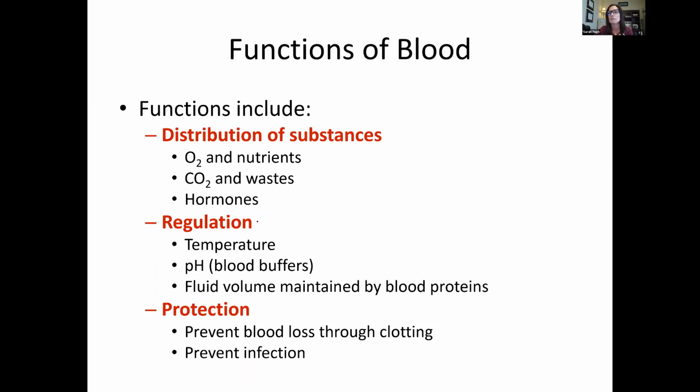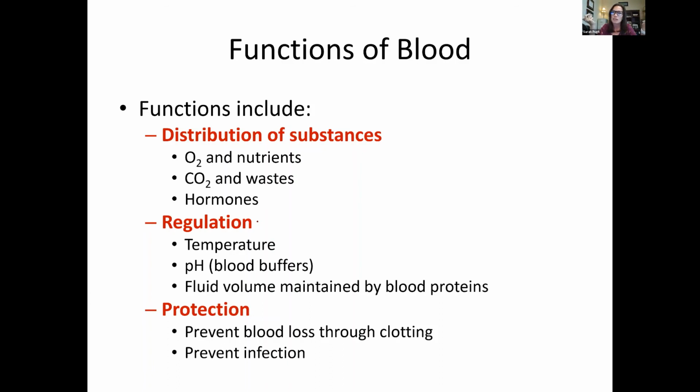It is also involved in regulation. Blood can help to regulate your body temperature. When you are cold, the vessels in your extremities, like your hands and your feet, will constrict and get small. They will shunt that blood closer to your core to keep your core temperature elevated. When you're hot, the opposite happens. The vessels in your extremities will dilate, get bigger, so that you can help to evaporatively cool your body.